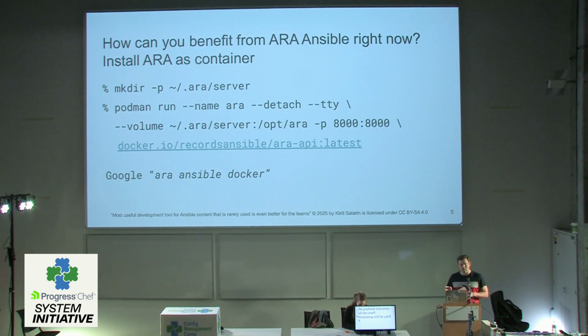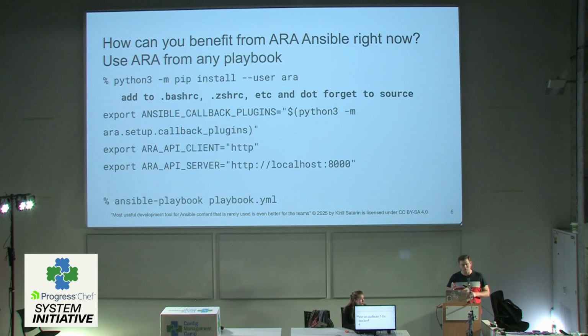So how to install it? Using Podman or Docker, you can install it in two simple steps. First, you install it. If you type these commands now at your computer, you will end up installing ARA by the end of this talk. Then you have to push all the playbook executions to the ARA host of your choosing. Here it's a local host. So after these three environment variables are set, each and every playbook execution will be saved in ARA.